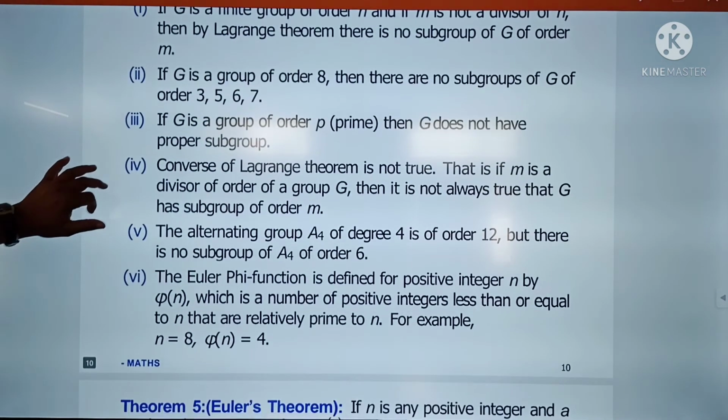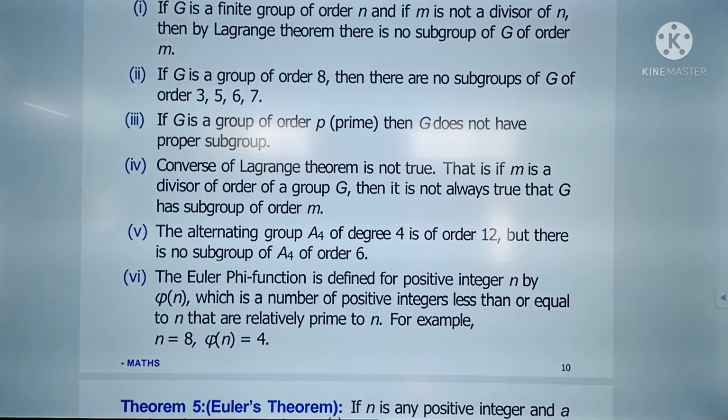If G is a group of order P, then G does not have proper subgroups.